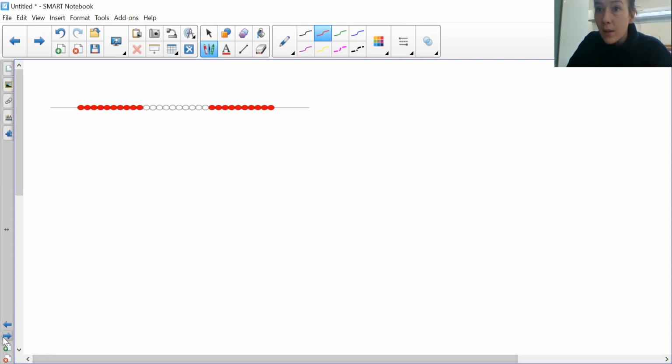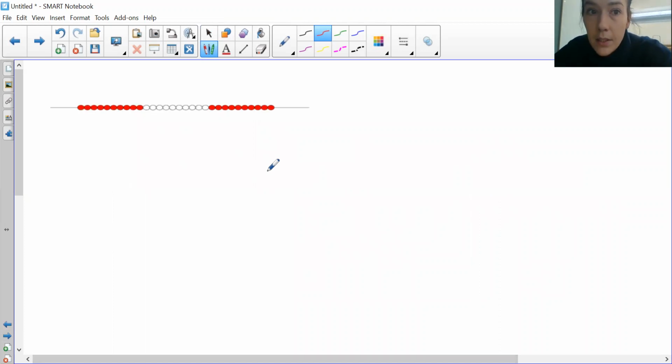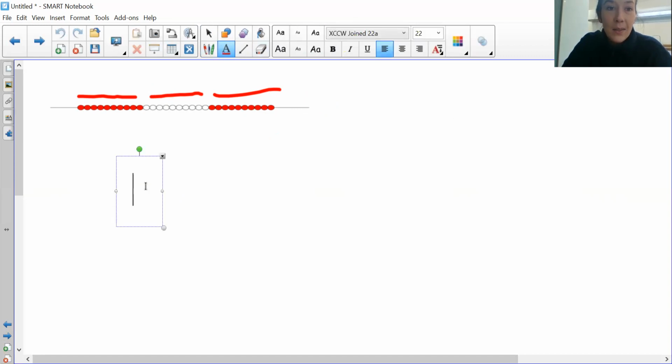Right, and then the final representation, oh no, I've got one more after that. The next to final is obviously your bead strings. So each chunk of this represents 10. And then if you have your smaller amounts after, they are going to be the ones. So the number that is then represented on the bead string is going to be 30.